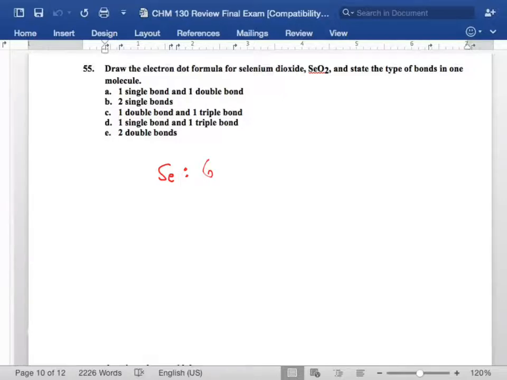How about for, what's the other one? Oxygen. 6. How many oxygens are there? 2. I total that up, and what do I get? 18. 6 times 3. Okay. Selenium is the least electronegative out of that between oxygen and selenium, so it goes in the middle, and I'll place the oxygen somewhere on the outside. The next step is to put those 18 electrons into the structure.